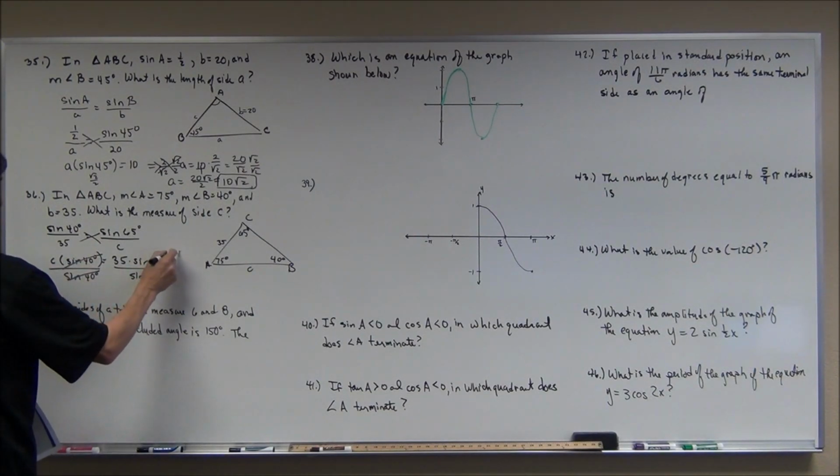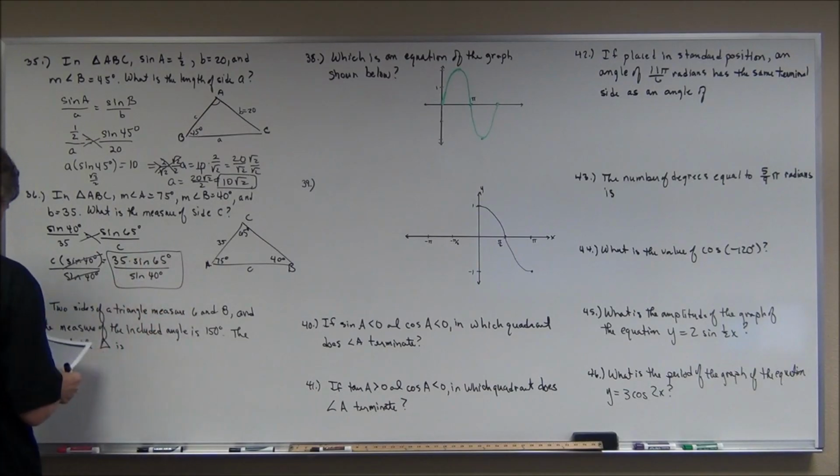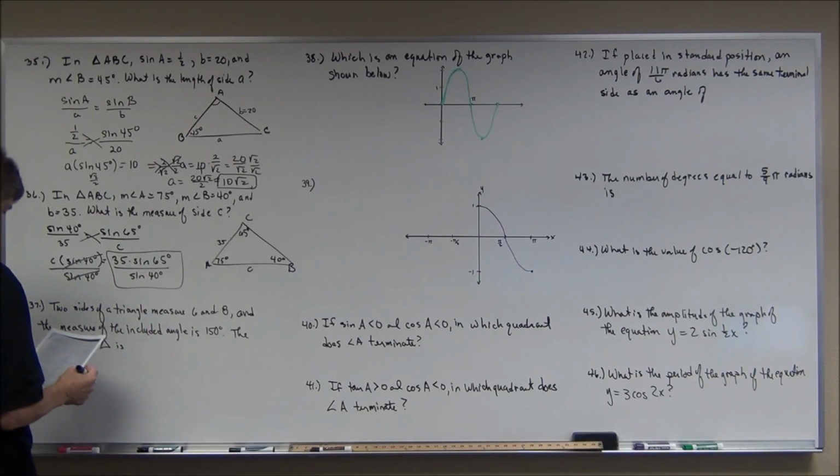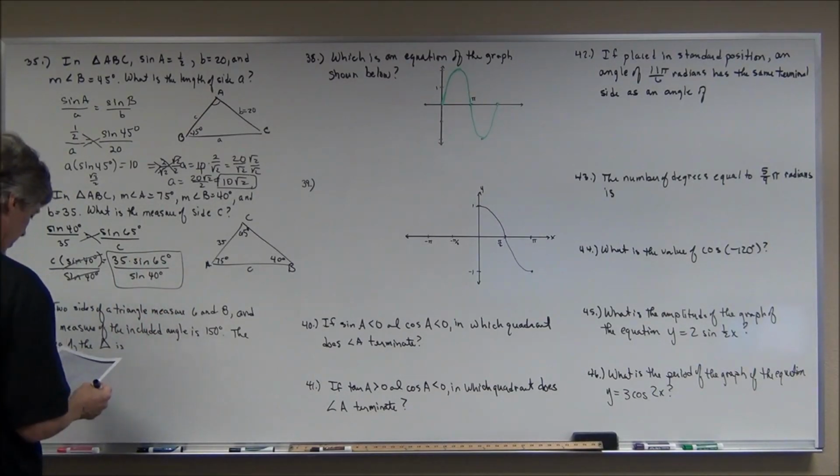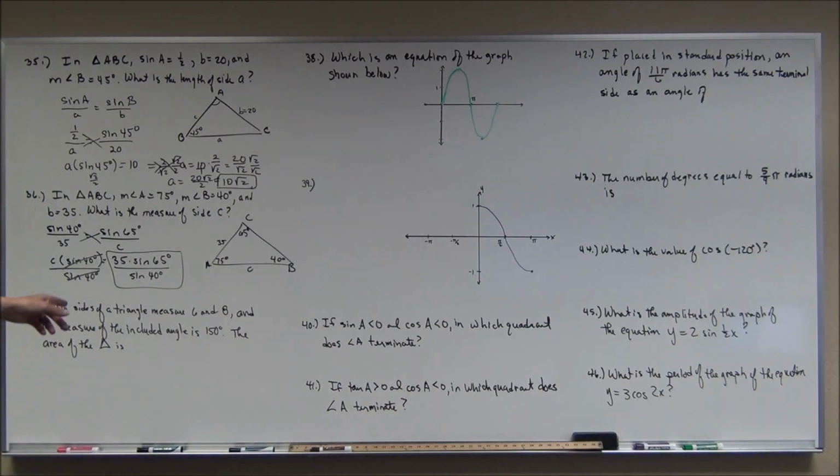And I get C is equal to this expression right here. Hopefully that matches something. Did I get it to match? I got it to match. Looks like answer D. Two sides of a triangle measure 6 and 8, and the measure of the included angle is 150. Find the area of the triangle.